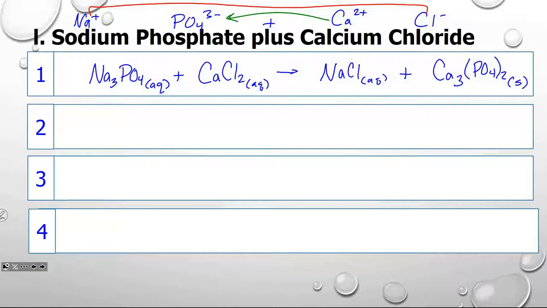Okay? Be careful because there are some that don't have any solids. And if that's true, then on number 2 you'd put none. On number 3 you'd list all of the ions because they'll all be spectators. And number 4 you'd put none. Okay?